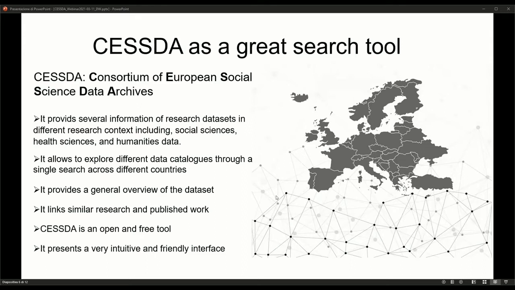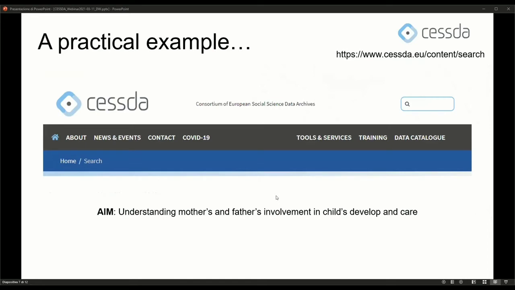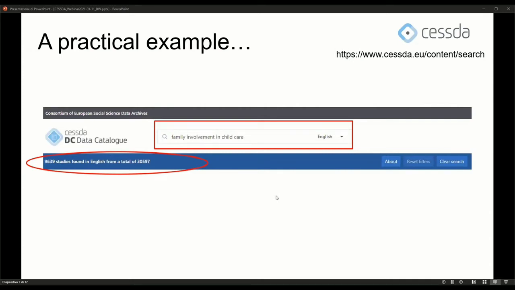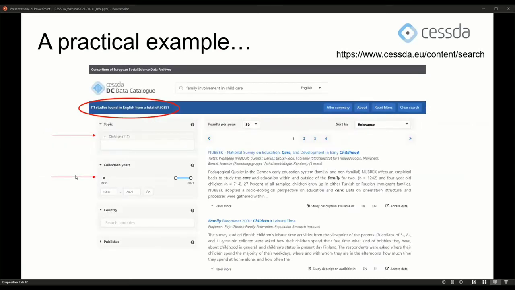But now I'm going to show you a practical example. My research aims at understanding mothers' and fathers' involvement in child development and care. So as a first step, I go to the Consortium of European Social Science Data Archives website and click on Data Catalogue here. Then I type the keywords in the search tab. And of course, I get a large number of studies. After I set some filters up, I was able to find 111 studies.